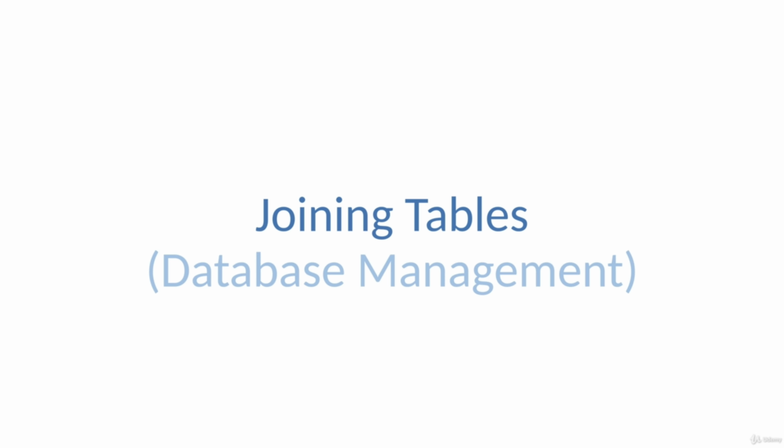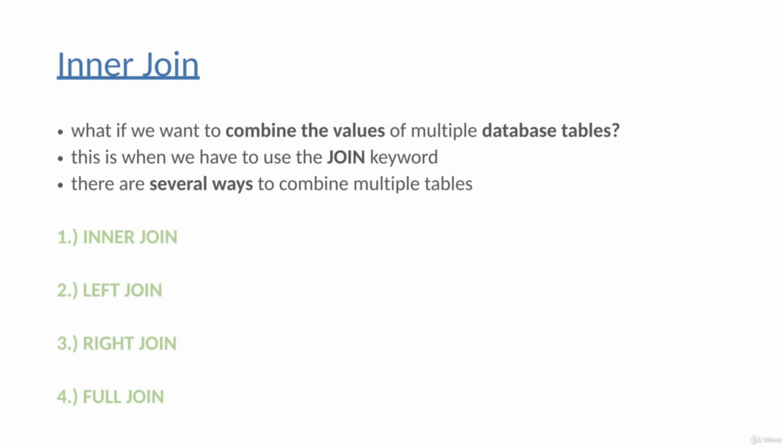In the previous chapters, we have been talking about how to deal with a single table, so how to create a single database table, how to insert entries into a single database table. Then we have been talking about how to connect database tables with the help of foreign keys, and in this lecture we are going to talk about how to retrieve data from multiple database tables, so basically how to join database tables.